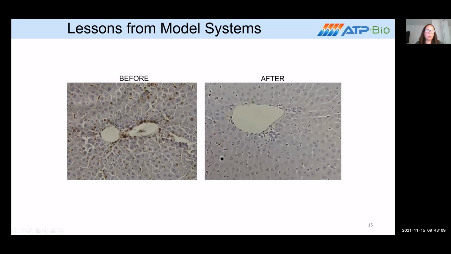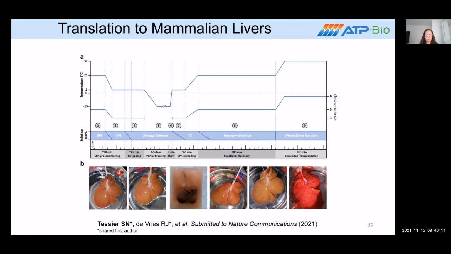So now I'm going to take you more into our whole mammalian systems. I think I'm probably running a little bit low on time, and I want to leave a couple of moments for questions. So I'll try to go through this quickly.